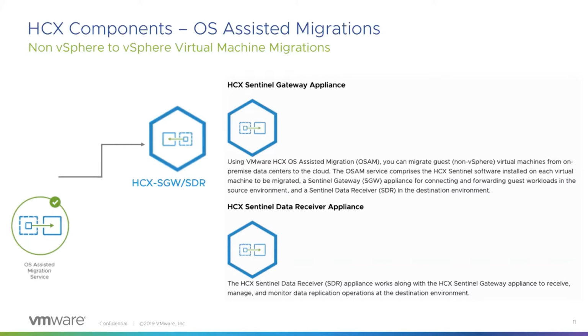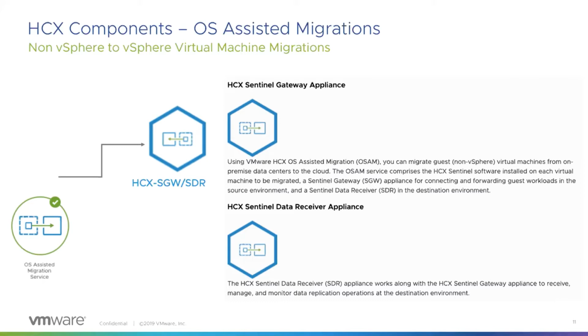The way that it works is there are three components to OS assisted migration. You will have a Sentinel agent, which is actually deployed on the workloads which are to be migrated. These workloads would be running on either Hyper-V or KVM. So there is an agent that is deployed, and then we have the HCX Sentinel gateway appliance, which is deployed on the source side, and the Sentinel data receiver appliance, which is deployed on the target side.